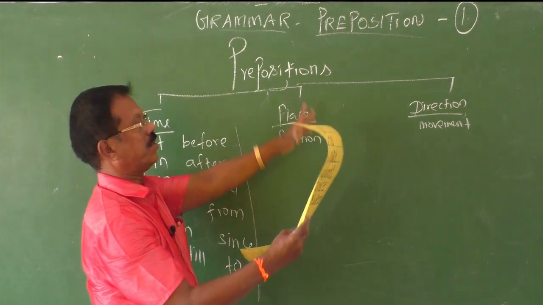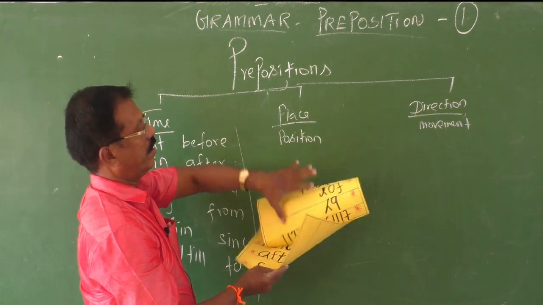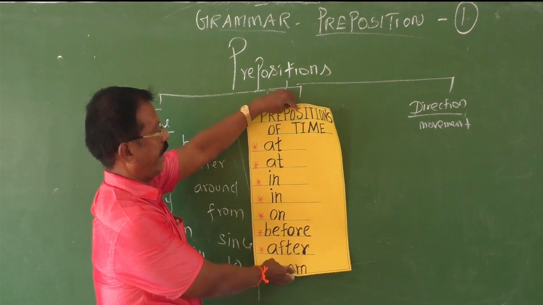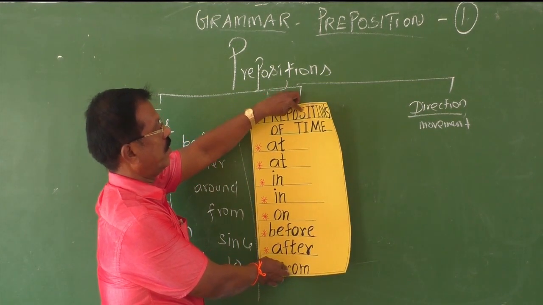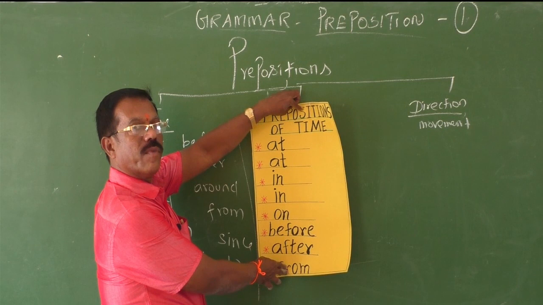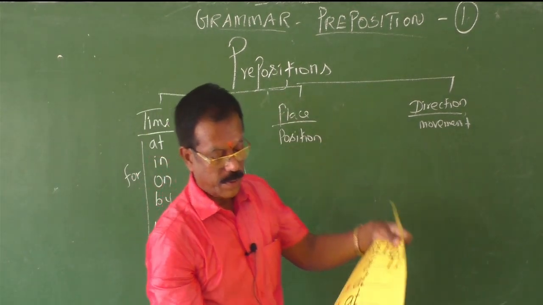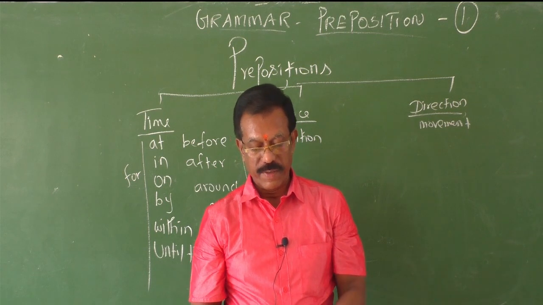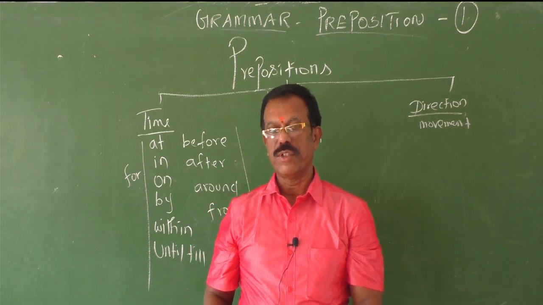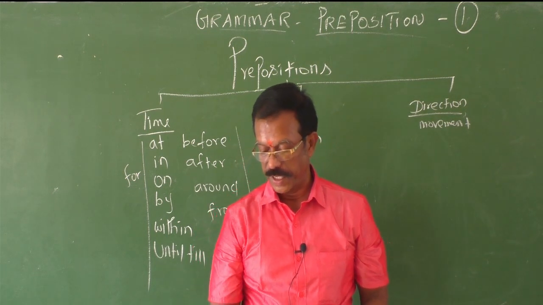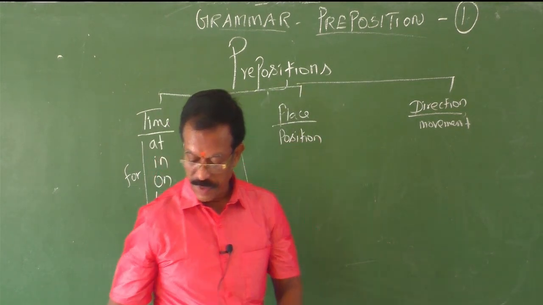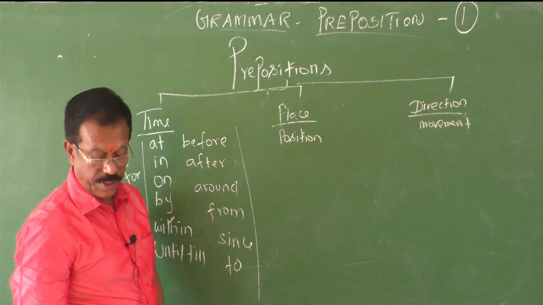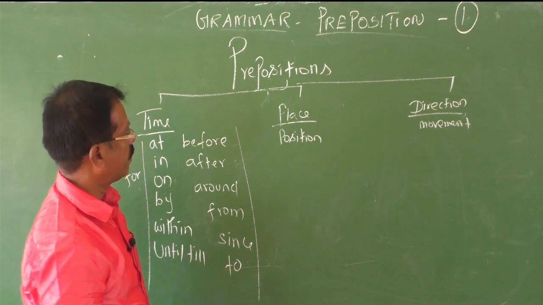So these prepositions are called prepositions of time. They help us to show the time. Each preposition is used to refer to a different time. I have already explained to you where you have to use the correct preposition. Then prepositions showing the place.